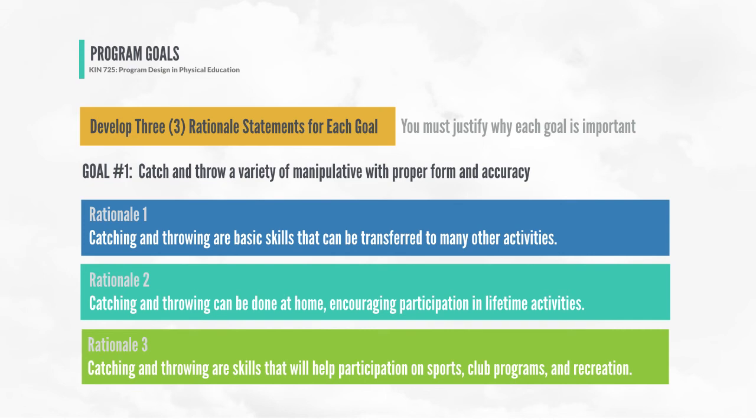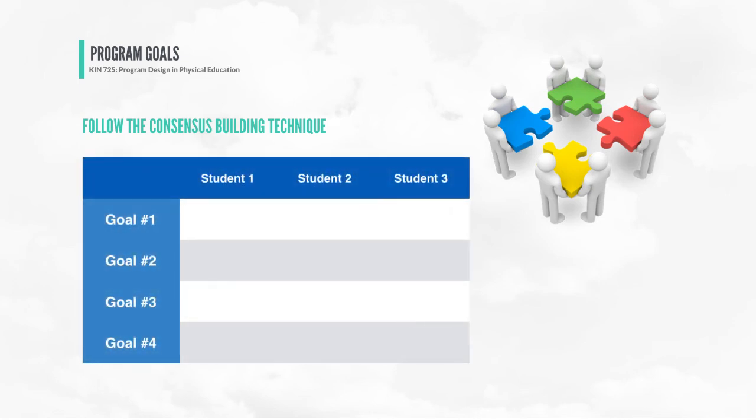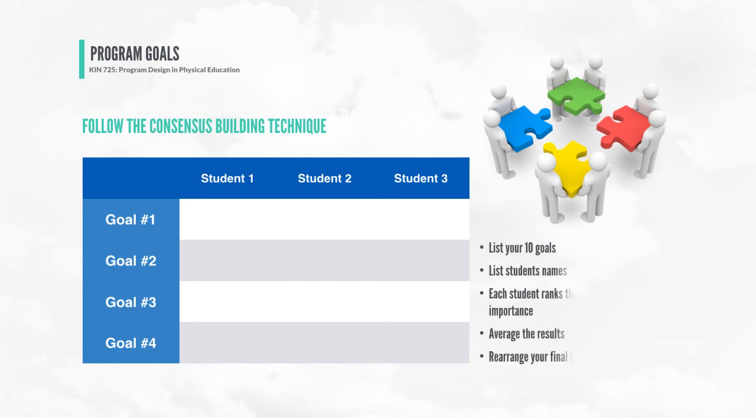Lastly, you will focus on the consensus building technique to rank the goals that you have. The textbook provides a good explanation of this process, so be sure you read and follow those guidelines. But basically, you're going to create a chart to identify this ranking process, and you can duplicate the goal ranking worksheet found in the text. You will list the 10 goals that you have in no particular order at the top of the chart.